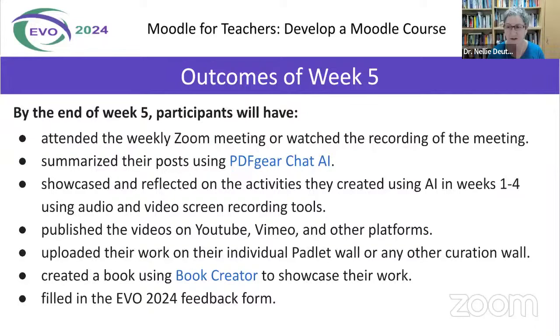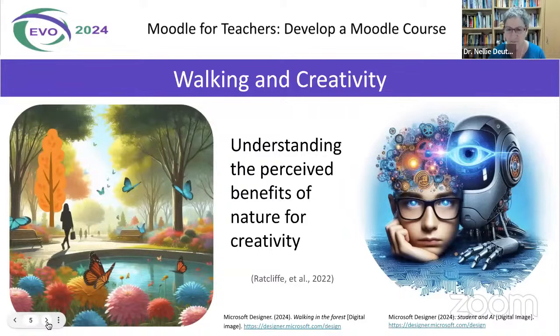In addition, there are 2 activities. The second activity is to create a book. Yes, you're going to publish a book so that you can keep all your work in one place in a book format to showcase your work. And the name of the tool is Book Creator. And of course, once you complete the course, you'll be able to fill in the EVO 2024 feedback form. So that's what's ahead in week 5.